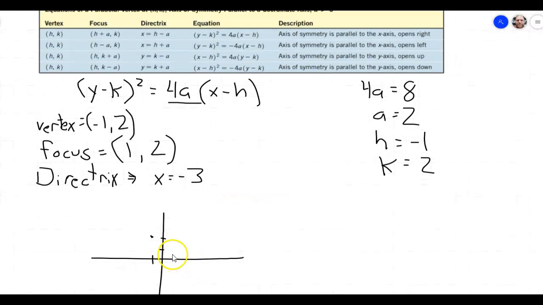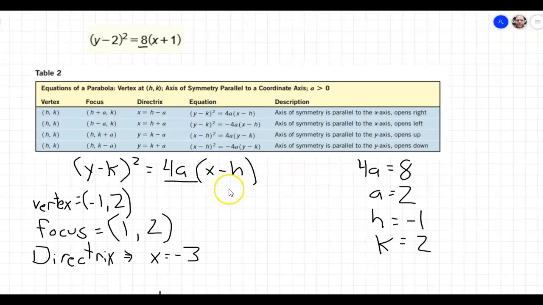If I want to see where this crosses the y-axis and the x-axis, I can just go back to the original equation up here.